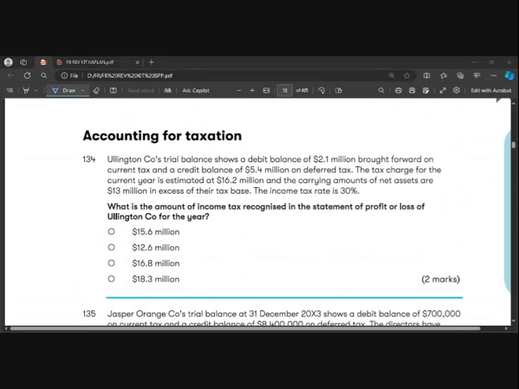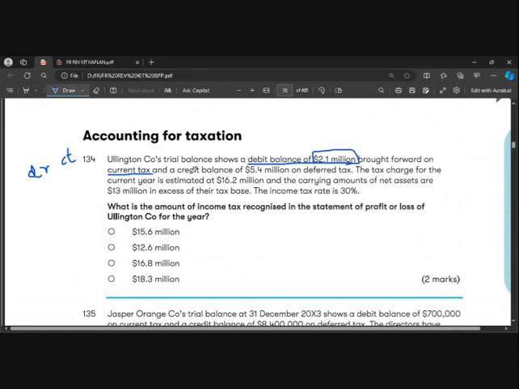You have to help me. Okay, so here's the thing. They've given you a debit balance of 2.1 million brought forward on current tax. So a debit balance on current tax, what is it? Under provision. Yes, under provision. A credit balance on current tax would be over provision. Now you know this is under provision, so we have to add this amount, 2.1 million.